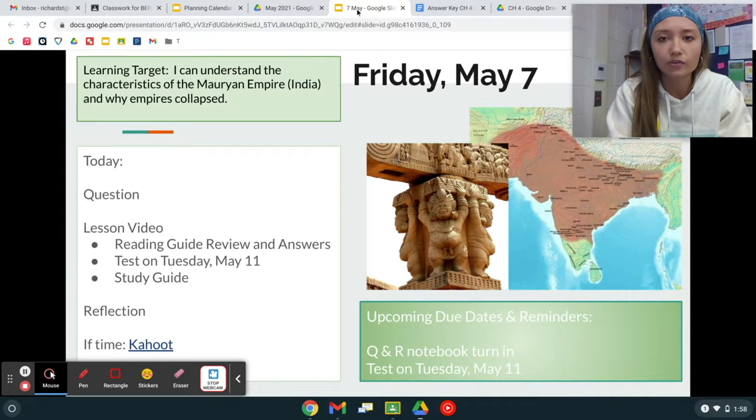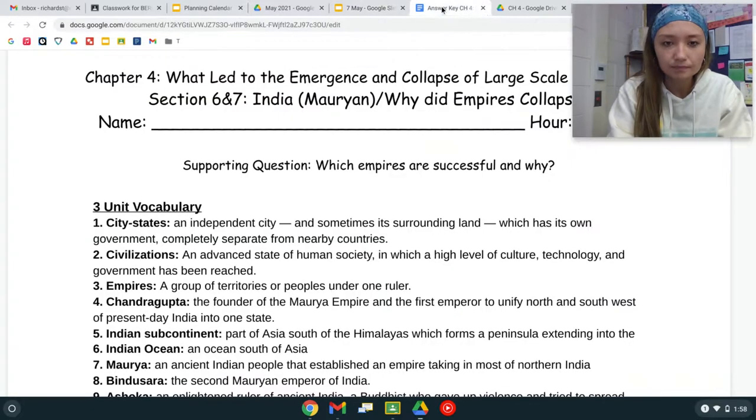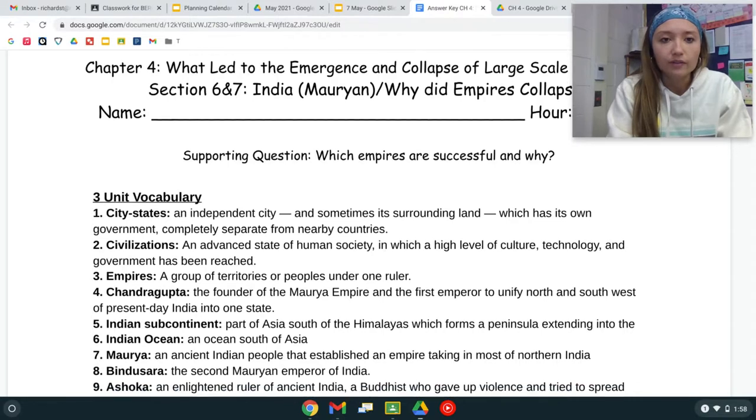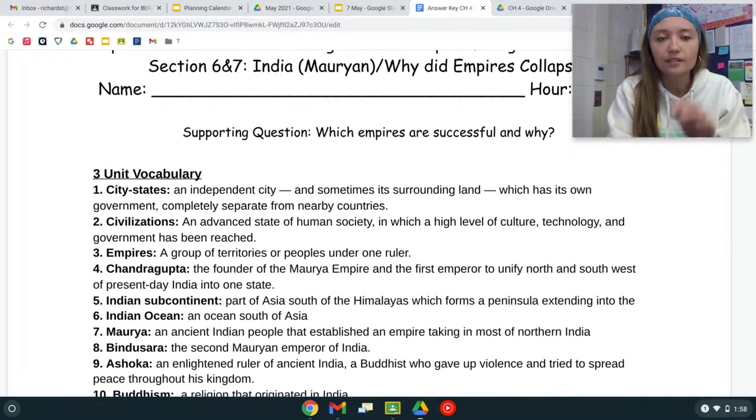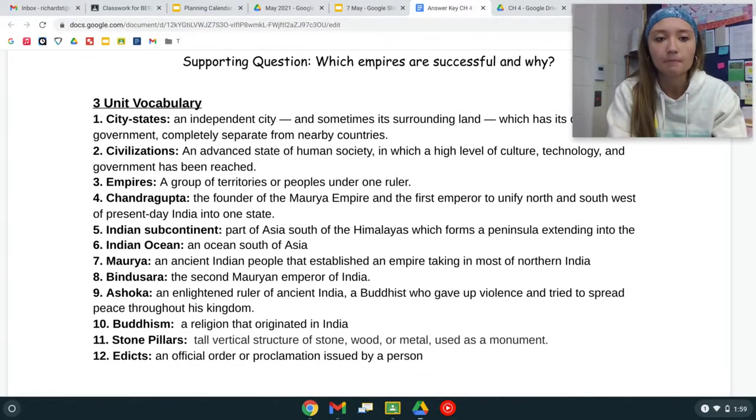All right, let's go over the reading guide right now. You have your vocab as usual. This first section is concerning India, and then the next section will be on why empires collapsed.